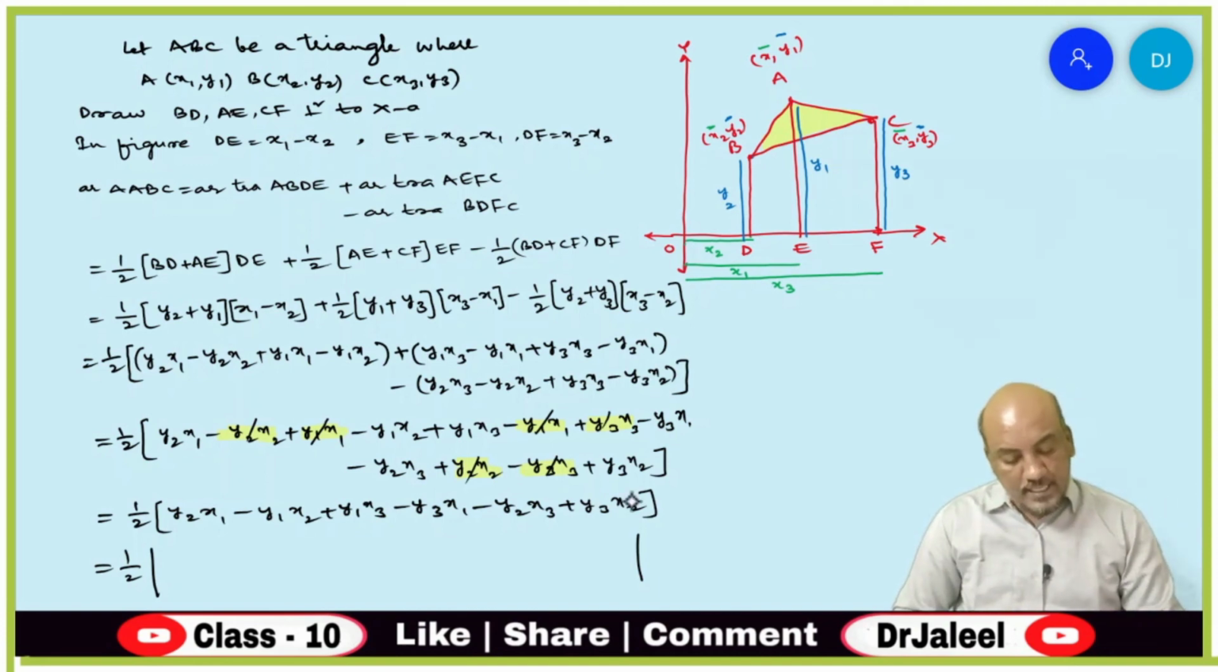So now in these children, we will take x1 common. When you take x1 common, what do you get? x1 is found here and x1, yeah, here. So what do you get? x1 when you take common, y2 minus y3. So let us write it, y2 minus y3.